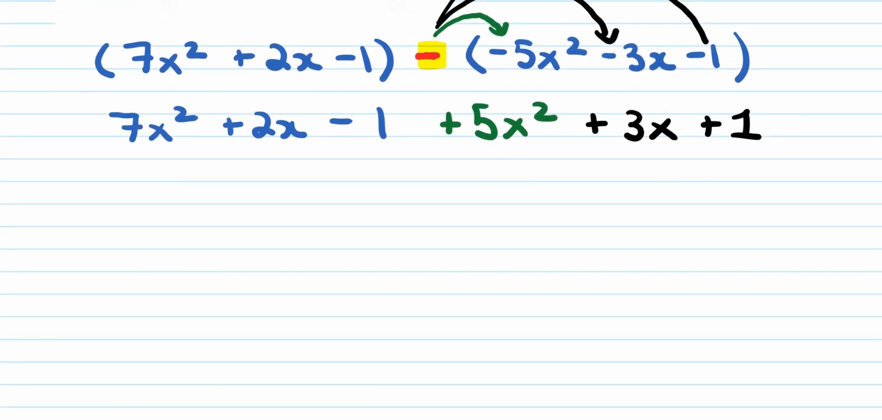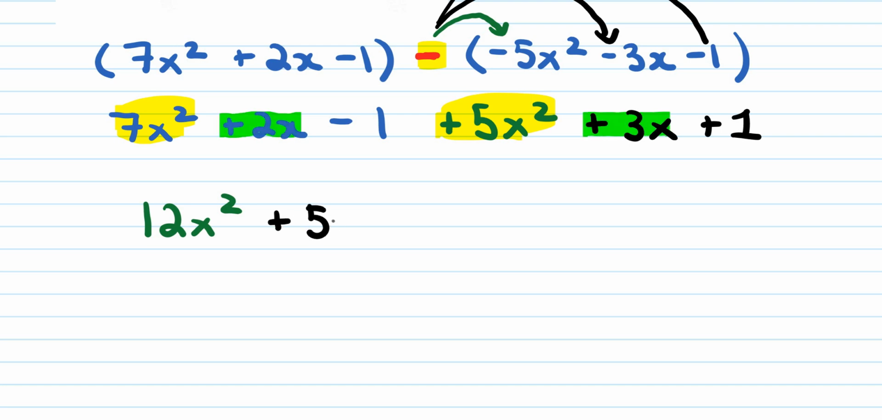All the brackets are gone, and now we can just collect like terms. So I have a positive 7x squared and a positive 5x squared. So 7 plus 5 is going to be 12, so 12x squared. And then I have a positive 2x and a positive 3x, so that's going to be positive 5x. And now I have a negative 1 and a plus 1, and that just cancels out. So my final answer is 12x squared plus 5x. And just for general learning, this is a binomial because there's 2 terms, and my degree is 2.